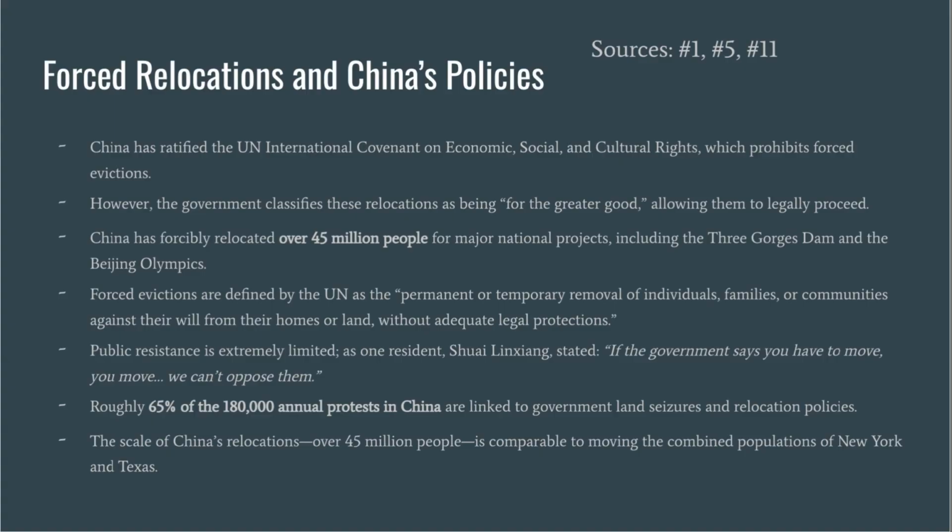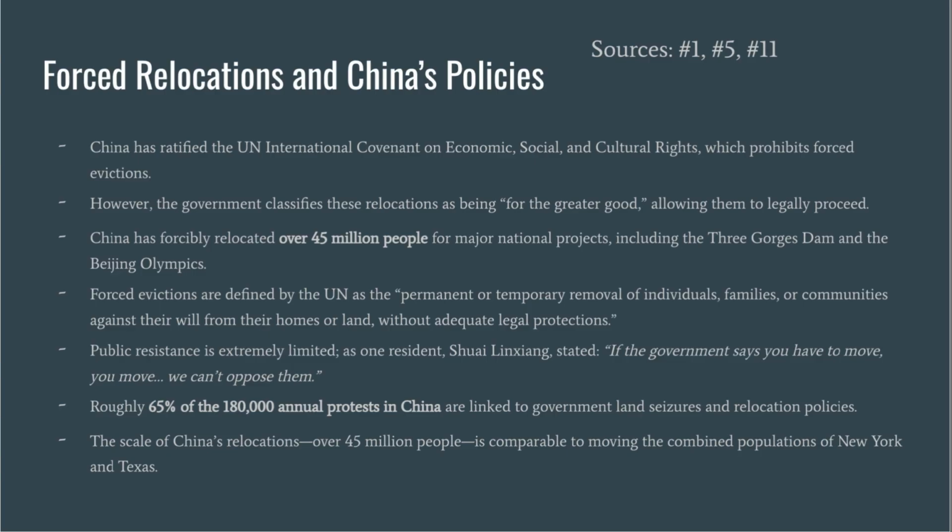These relocations are not isolated events. China has displaced over 45 million people for national development projects, including the Three Gorges Dam and preparations for the Beijing Olympics. One resident who has relocated twice stated, "If the government says you have to move, you move. We can't oppose them." And we see growing public frustration.